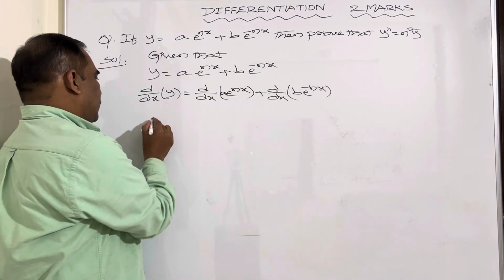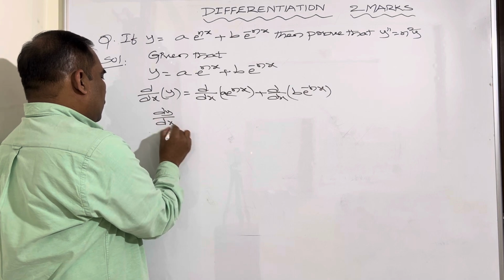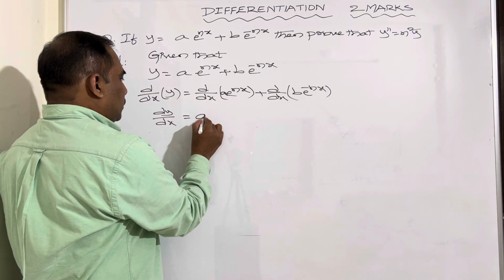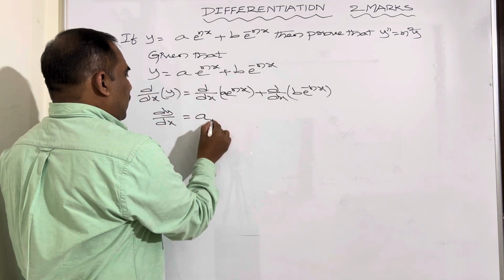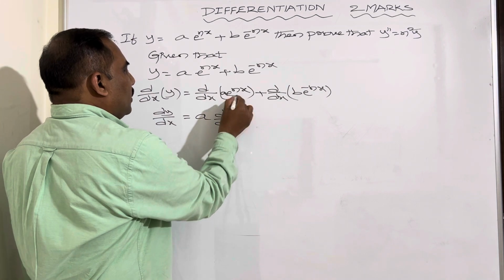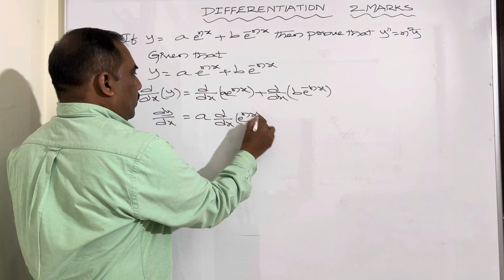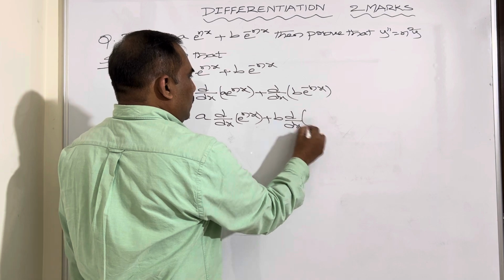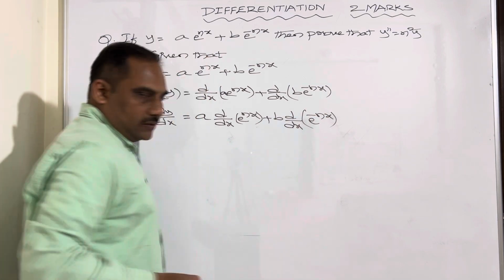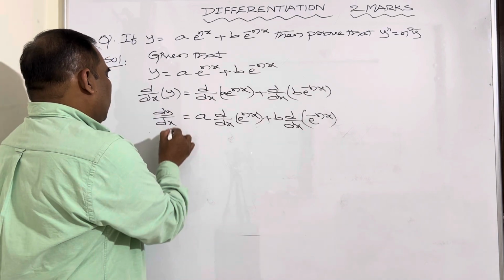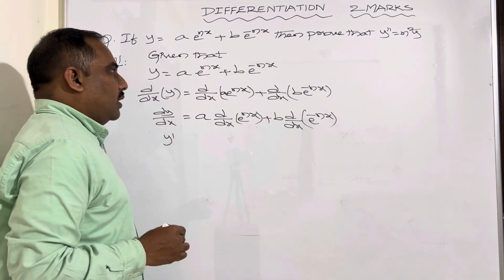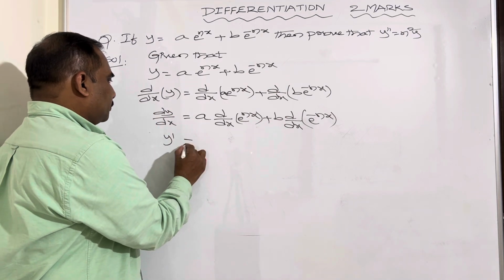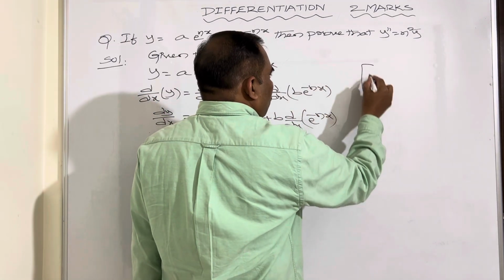With respect to x, dy by dx, which is y dash, is equal to, a is a constant with respect to x, so a into d by dx of e to the power of nx plus, b is also constant with respect to x, so b into d by dx of e to the power of minus nx. Observe here, dy by dx is nothing but the first derivative, that is y dash, which is equal to a into e to the power of nx.